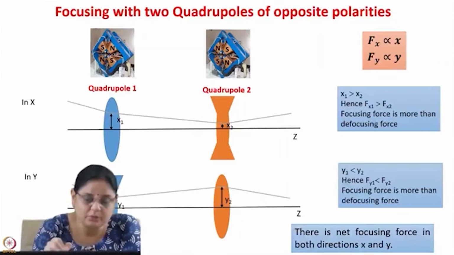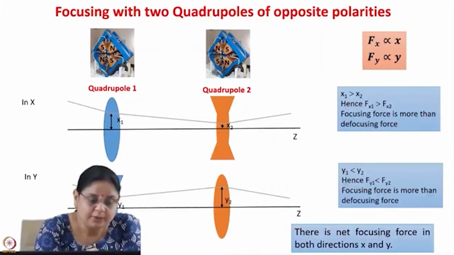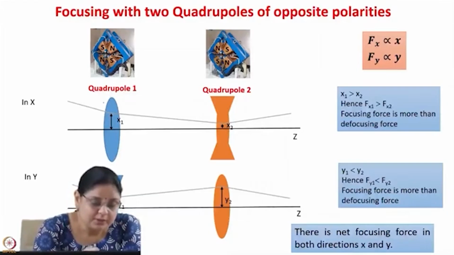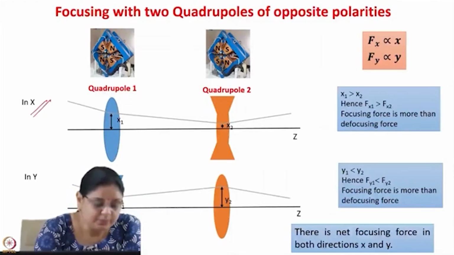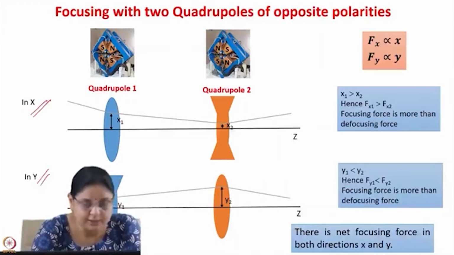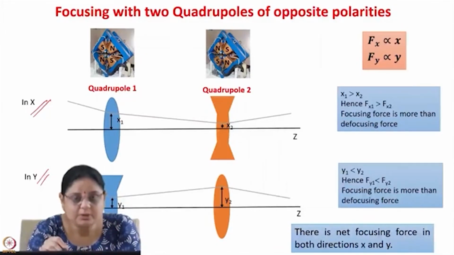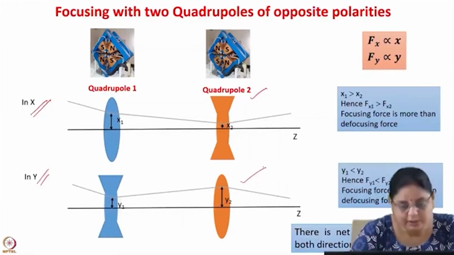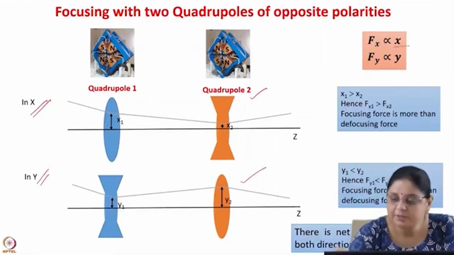In order to focus the beam in both the directions, we use 2 quadrupoles, quadrupole 1 and quadrupole 2. They are of opposite polarity. So for quadrupole 1, if this is the north pole, for quadrupole 2, this will be the south pole. The first quadrupole is a focusing quadrupole in the x direction and defocusing in the y direction. The second quadrupole, since it is of the opposite polarity, is a defocusing quadrupole in the x direction and a focusing quadrupole in the y direction. And remember that Fx is proportional to x and Fy is proportional to y.